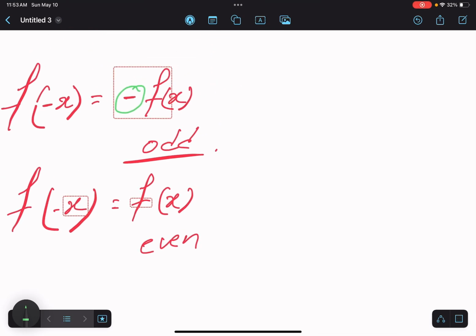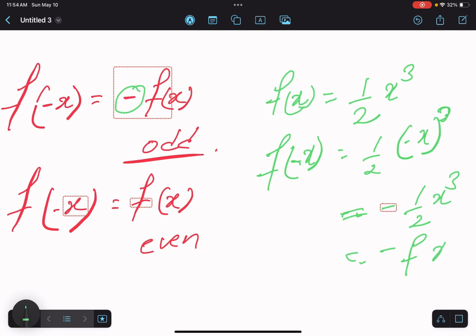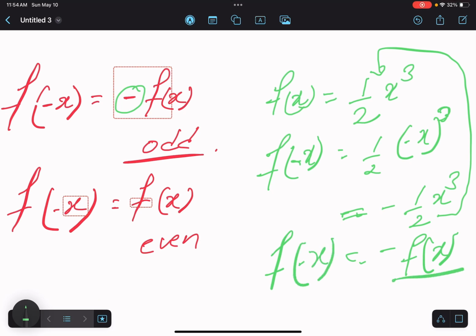Suppose I have one function f(x) is equal to 1 by 2 x cube. Now if I just add a negative sign, what will happen? It will become 1 by 2 times minus x cube. So for the negative sign, the minus comes in front, right? Minus 1 by 2 x cube. That means this is minus f(x), right? Because this and these are the same. So minus f(x). See, by just substituting the minus sign, this function became negative. Then this is an odd function.